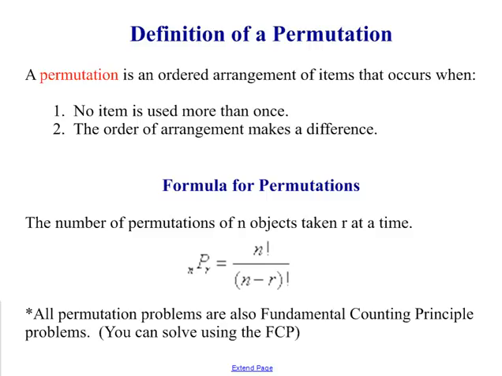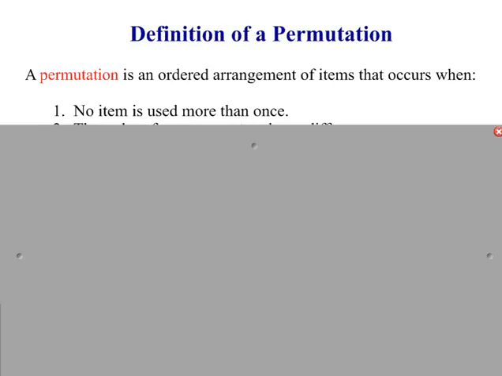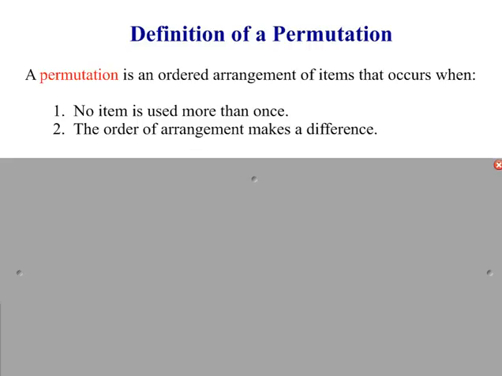All right, now we're ready to get into talking about permutations. So we're going to start with the definition. A permutation is an ordered arrangement of items that occurs when no item is used more than once, and the order of arrangement makes a difference. The definition here will become more clear as we go through some examples.